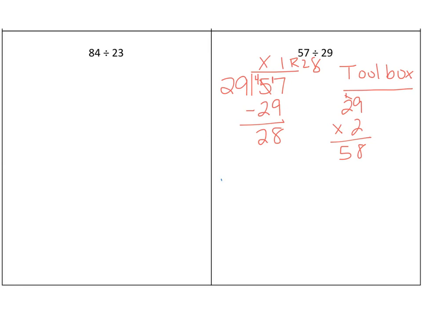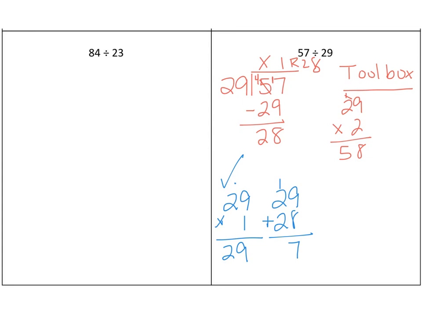All right, so now let's check. We always start with our divisor, which is 29, times my quotient, which is 1. So anything times 1 is 29. All right, now I take my product, which was 29, and I add my remainder, which is 28. 9 plus 8 is 17. I write the 7, carry the 10. 1 plus 2 is 3. 3 plus 2 is 5. 57. Does it match? Yep. So that means my answer of 1 remainder 28 is the quotient for 57 divided by 29.